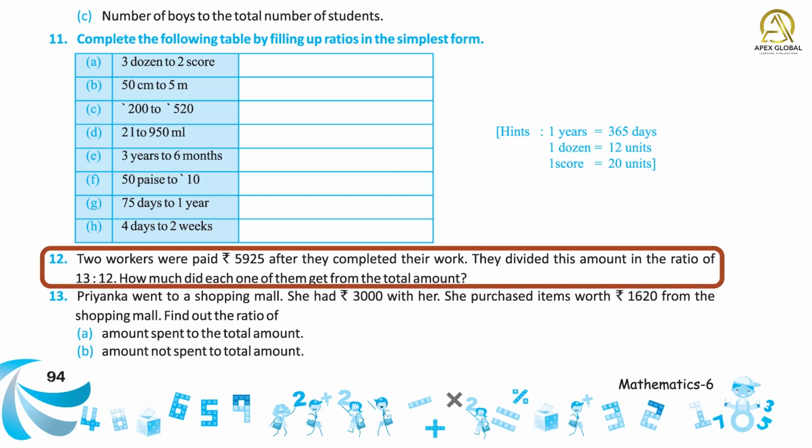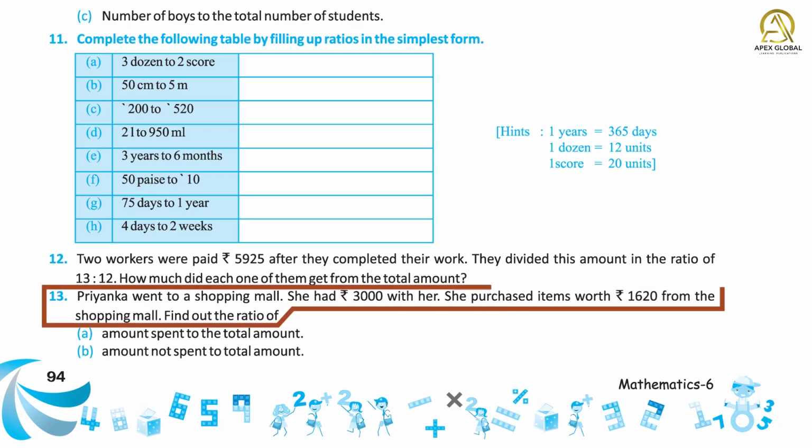2 workers were paid rupees 5,925 after they completed their work. They divided this amount in the ratio of 13 ratio 12. How much did each one of them get from the total amount? Solution: rupees 3,081, rupees 2,844.